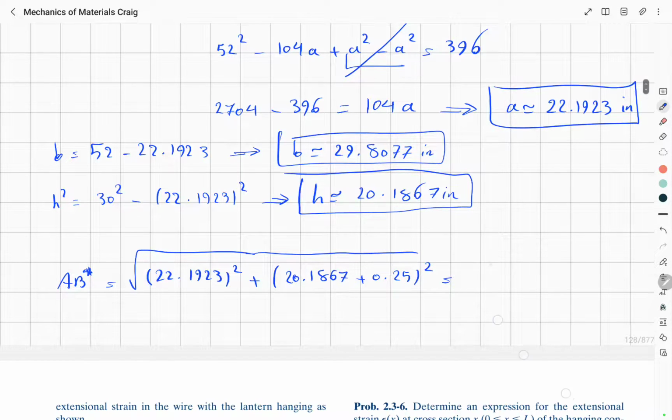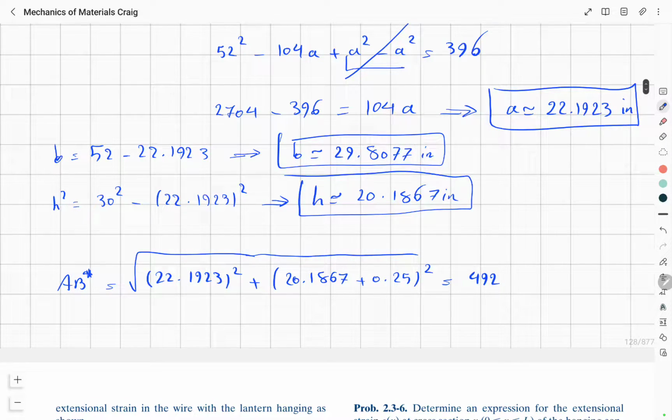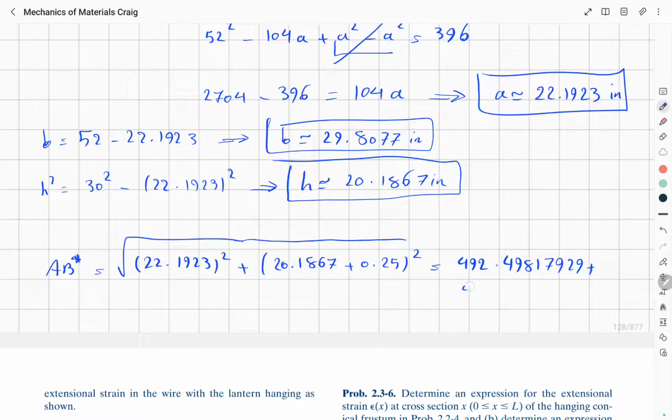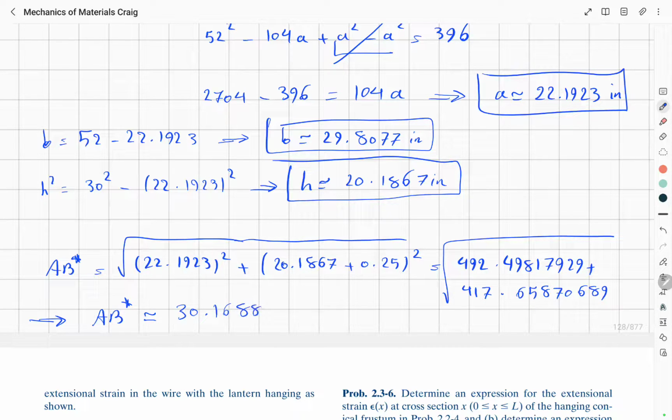So this is equal to 492.498 plus 417.658. So AB star would approximately be equal to 30.1688 inches.